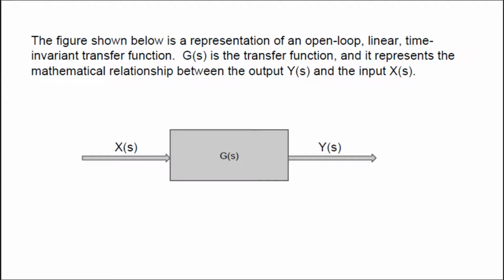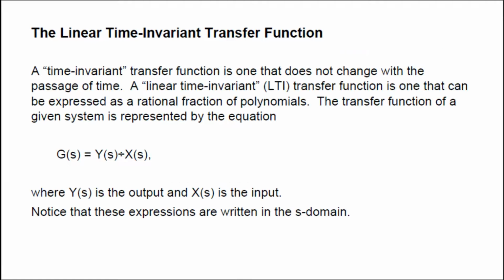We just mentioned linear time-invariant transfer function. Let's talk a little bit more about what that means. A time-invariant transfer function is one that doesn't change with the passage of time. A linear time-invariant, or LTI, transfer function is one that can be expressed as a rational fraction of polynomials. The transfer function of a given system is represented by the equation g of s equals the output, y of s, divided by the input, x of s.